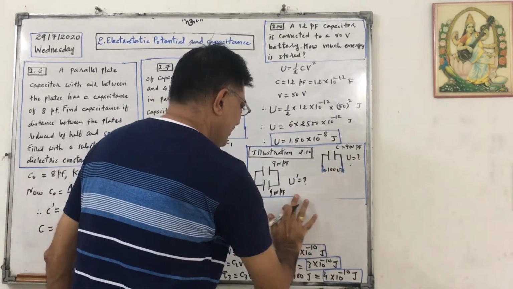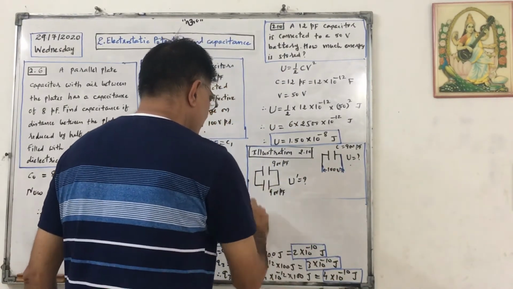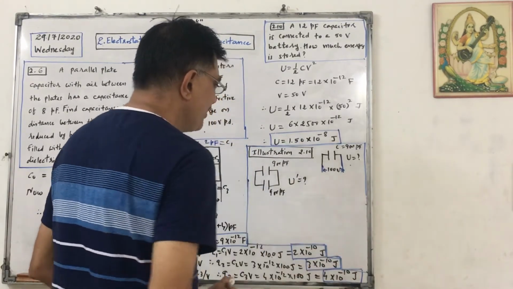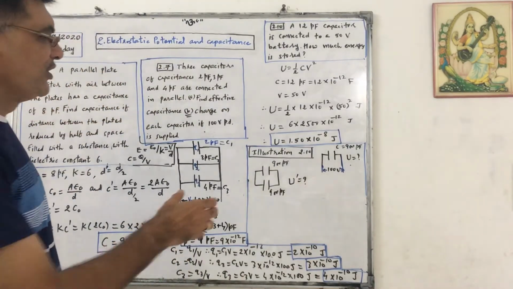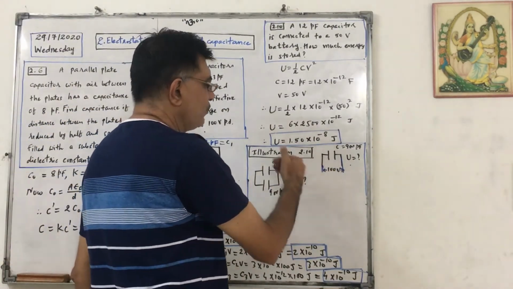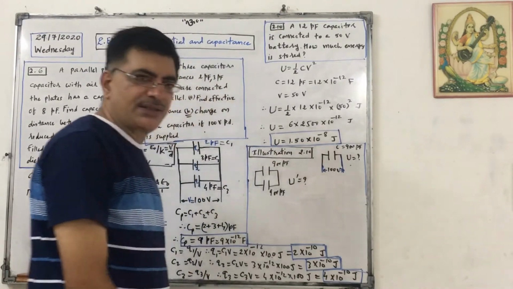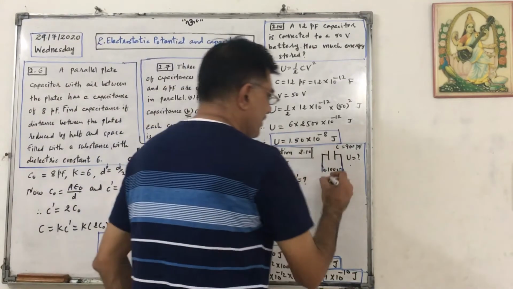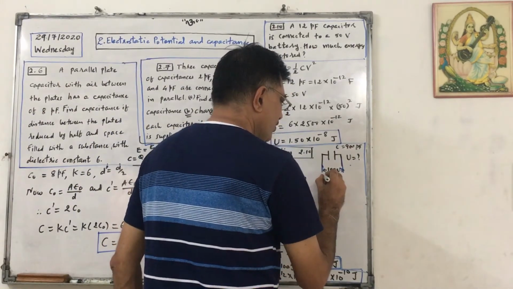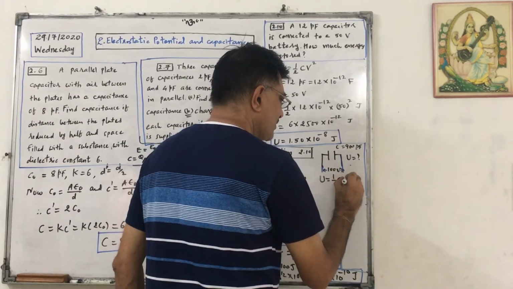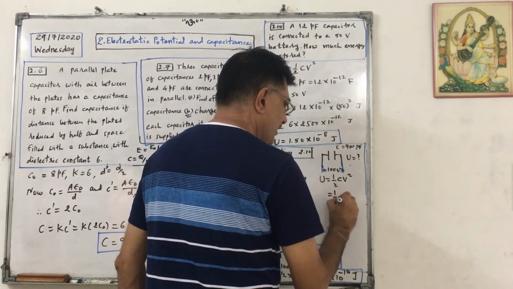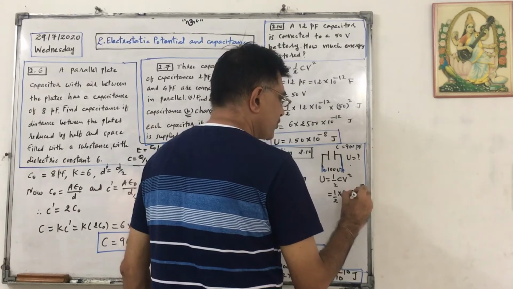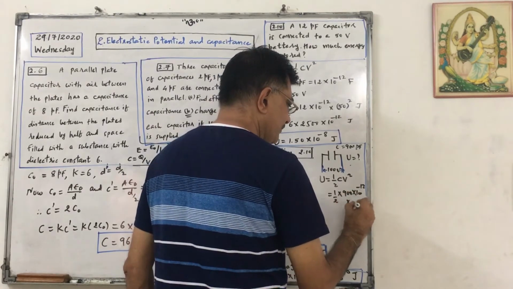Okay, then we have to find out the energy stored. Then we have to remove this supply and connect another same type of capacitor, and again find out the energy. So in this case it will be U equals 1 by 2 CV square. It can be written as 1 by 2, C is 900 into 10 raised to minus 12 into 100 square.